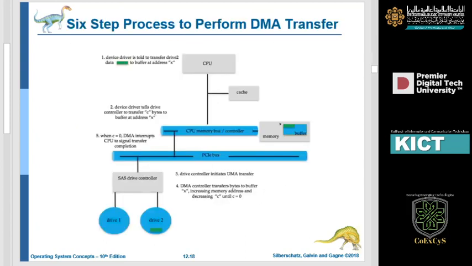So there are a couple of steps in using the DMA. Basically the CPU device driver is told to transfer some data to the buffer address X, right? And in step 2 here, the device driver tells the drive controller to transfer bytes to the buffer at address X, right? This is being done by the controller. The controller receives these messages and facilitates the transfer, right?